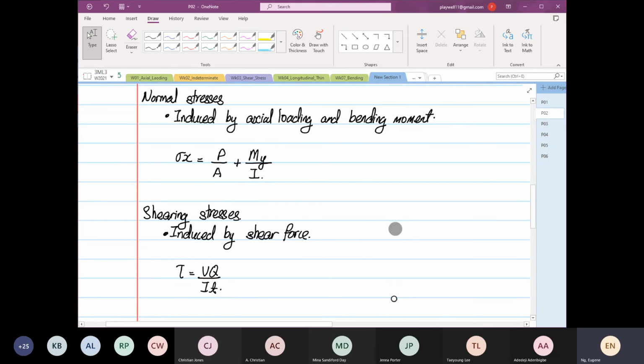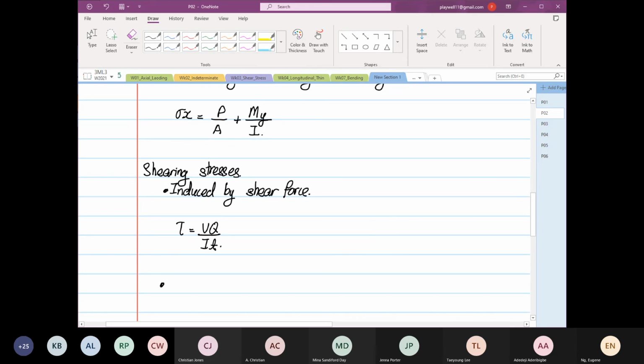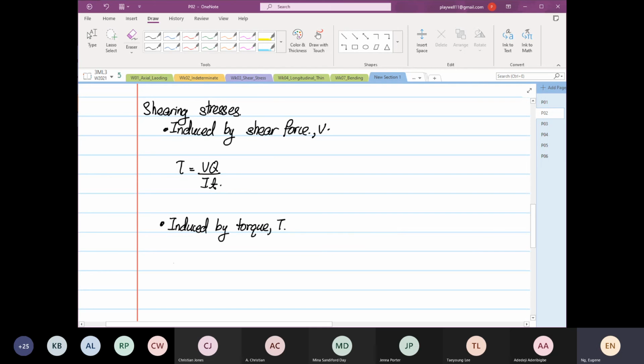Okay. And then the other one is induced by torque, which is capital T, right? Whereas this is V, right? So the shear stress now it's just a formula. Okay, this class I should teach you torque, but I did not have time. But it's just one key formula that you have to know. The shear stress is equal to TR over J. Okay, TR over J.